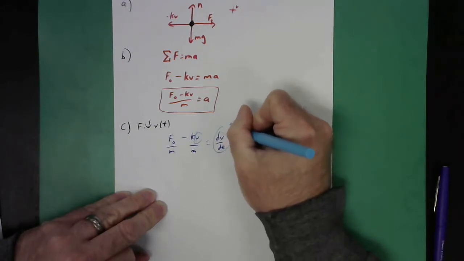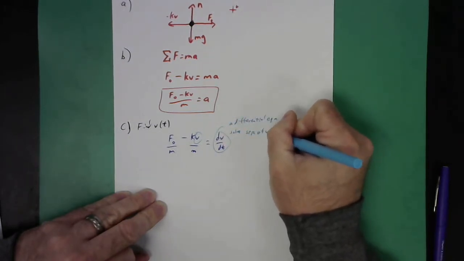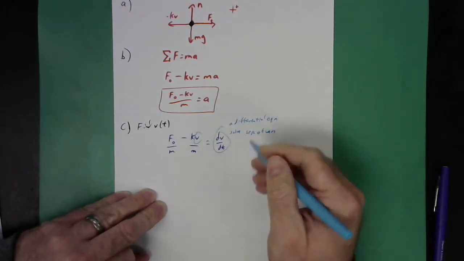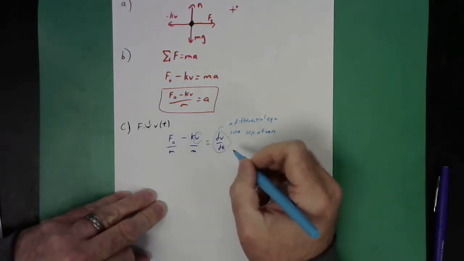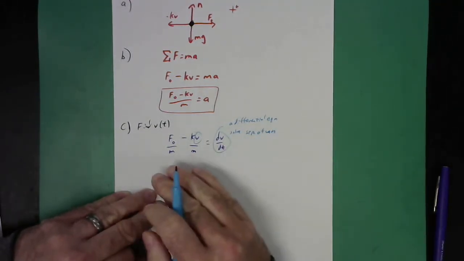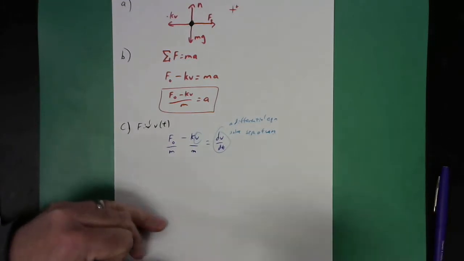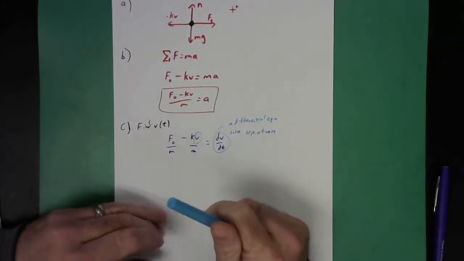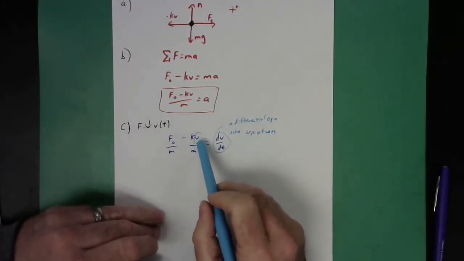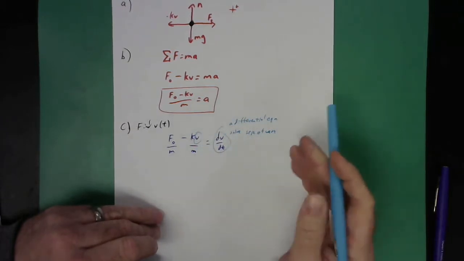Okay, we're going to solve by separation of variables. I'm going to get my v's and dv's on one side and my t's and dt's on the other. The way I like to do it is to get the variable with a coefficient of +1 first.